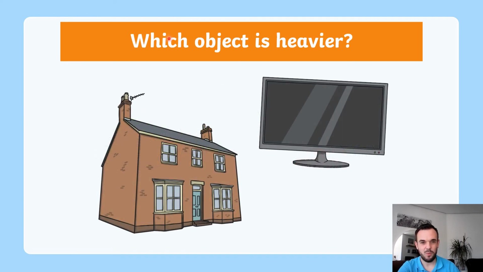Okay, it says, which object is heavier? A television or a house? Well, this is an easy one. We know that a house would be much, much heavier than a television. The house is much, much heavier.